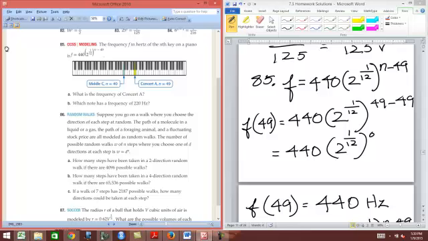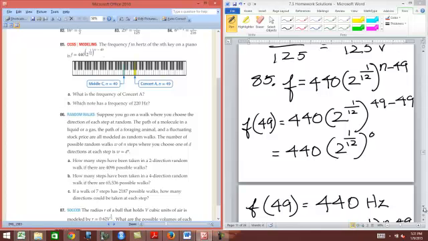So, what is the frequency of concert A? Well, concert A is n equals 49. So the frequency at 49 equals 440 times 2 to the 1 over 12 raised to the power of 49 minus 49, which equals 440 times 2 to the 1 over 12 raised to the power of 0, which is simply 440 times 1.